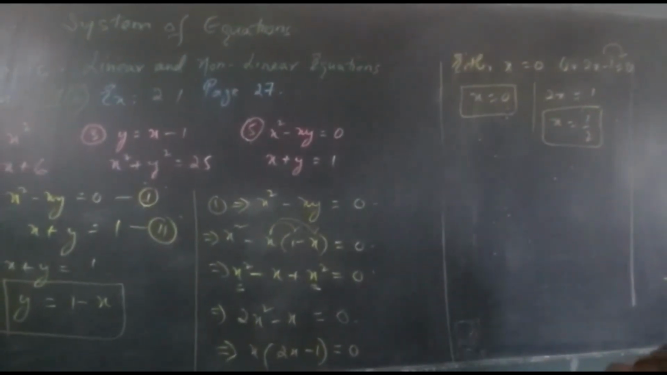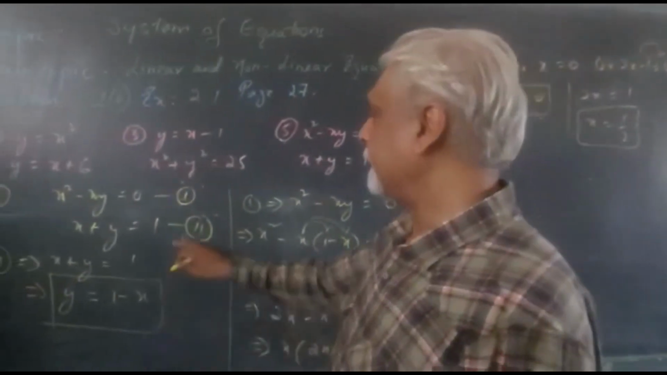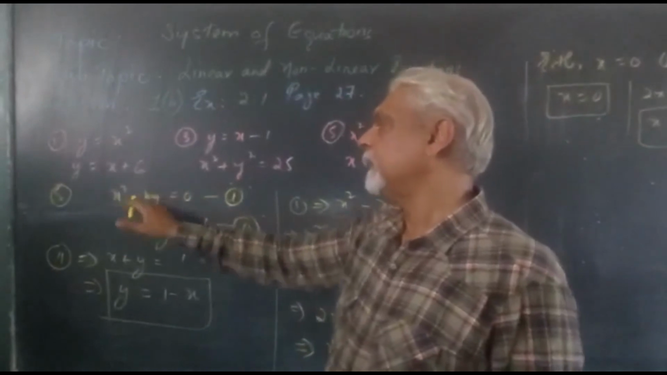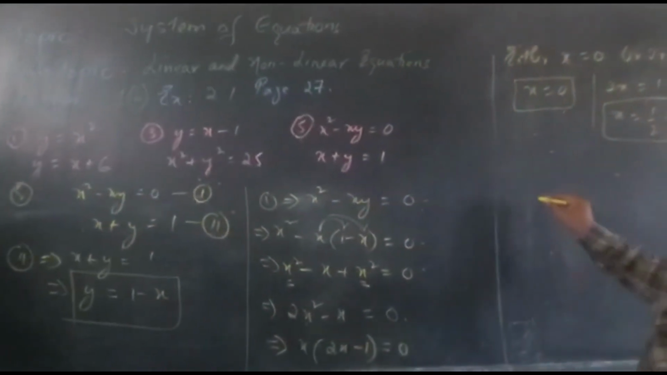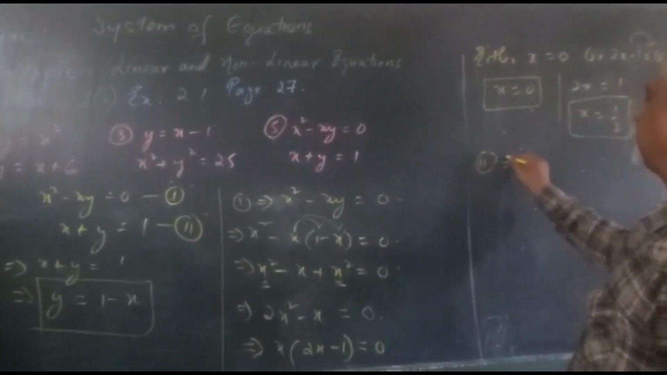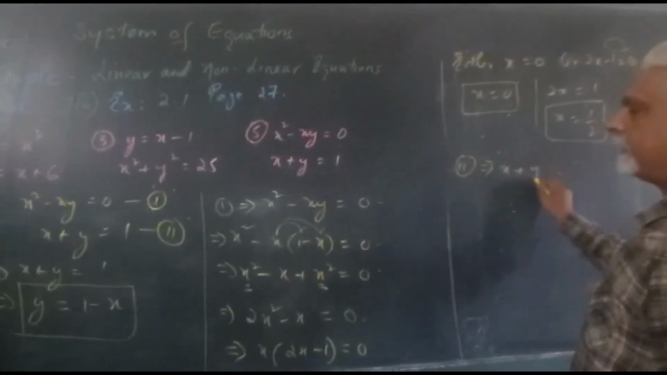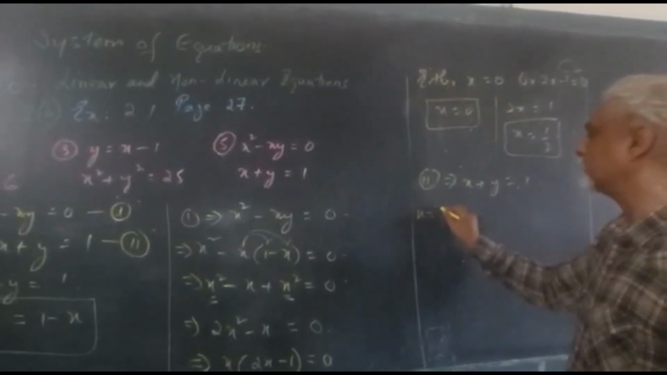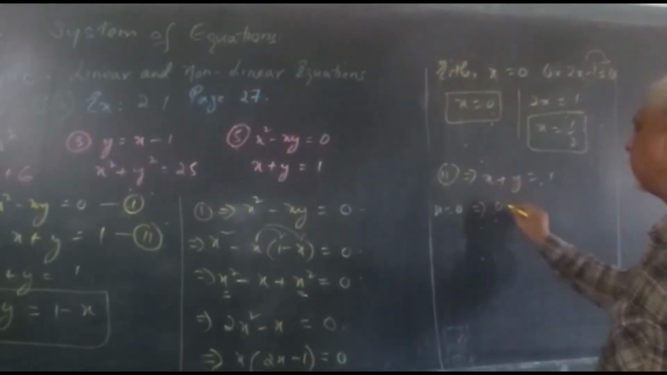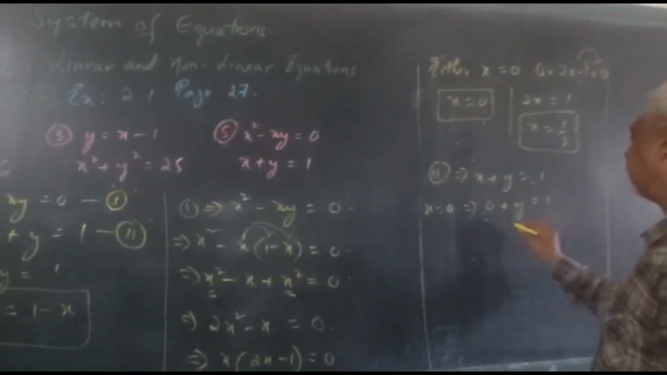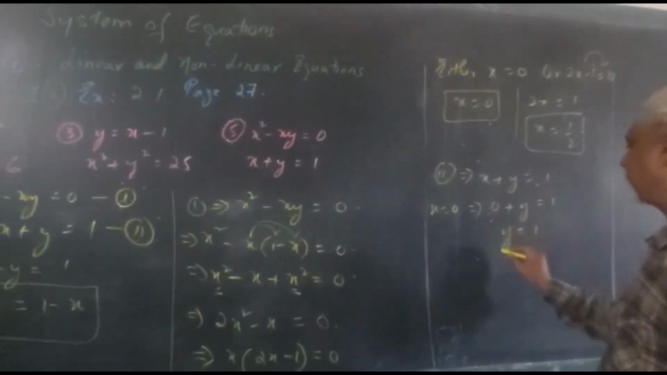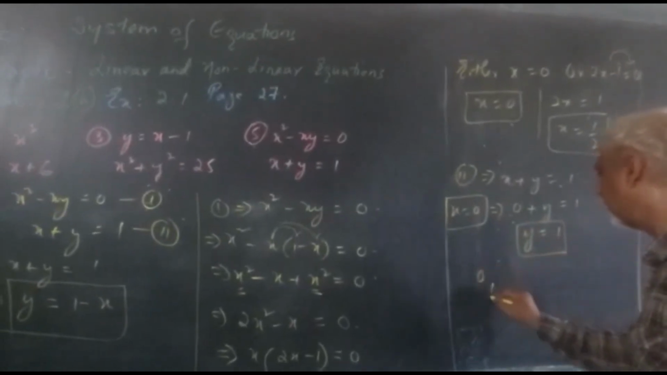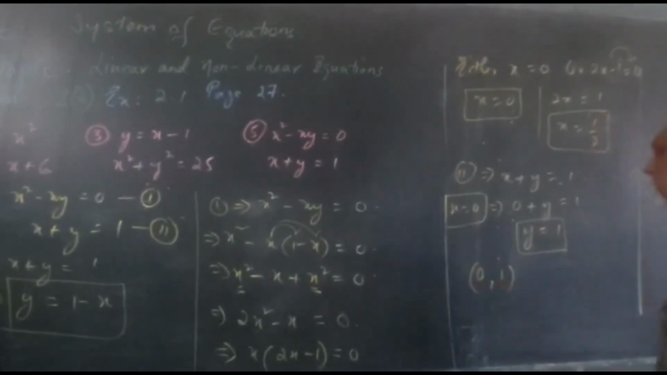Now we need to get two values for y as well. So let's take the second equation. It is simpler than the first, because the first is a bit complex with x squared and xy and all that. So let's take the second equation, it's easier: x plus y equals 1. Let's put the value of x as 0. If you put x equals 0, your equation will be 0 plus y equals 1, or y equals 1. So when x equals 0, you have y equals 1. So 0 and 1.